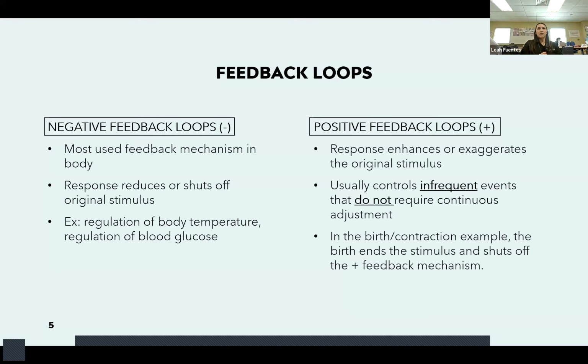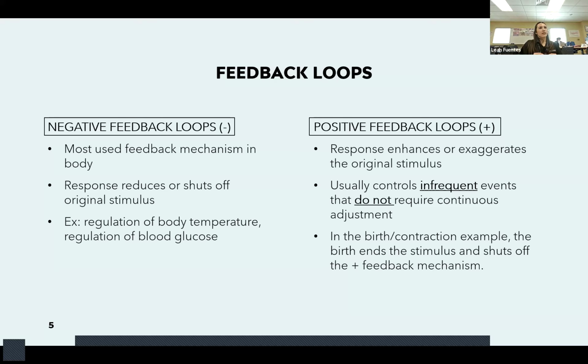So if you have, let's say, a blood clot, your body's response is to shut off that original stimulus, and it sends different cells to that blood clot to kind of stop it. So the whole point of the negative feedback loop is to shut off the stimulus. So an example of this is regulation of body temperature and then the regulation of blood glucose.